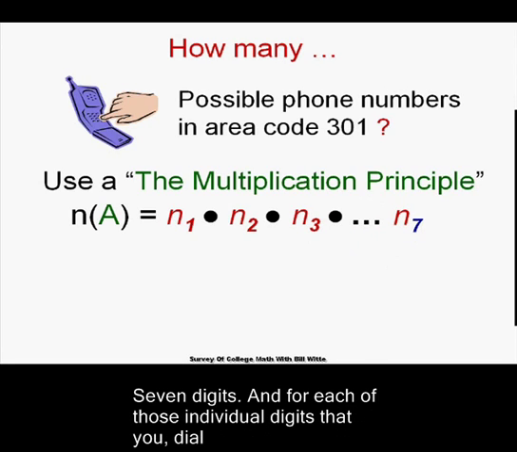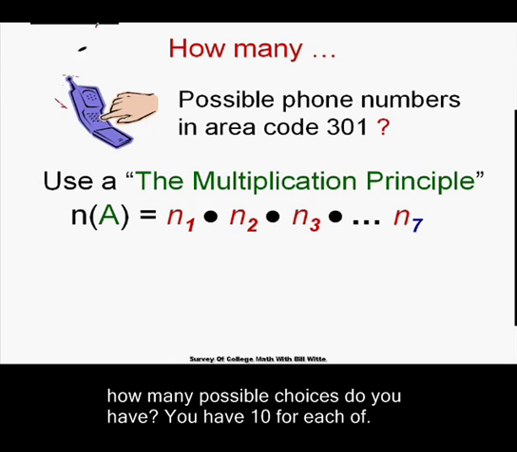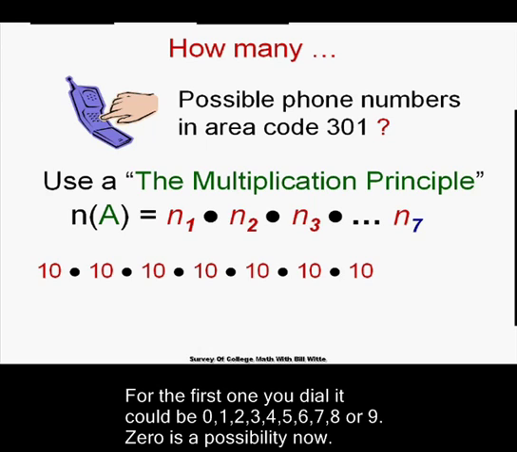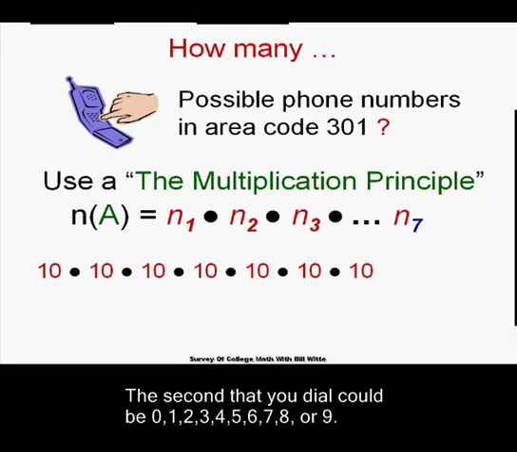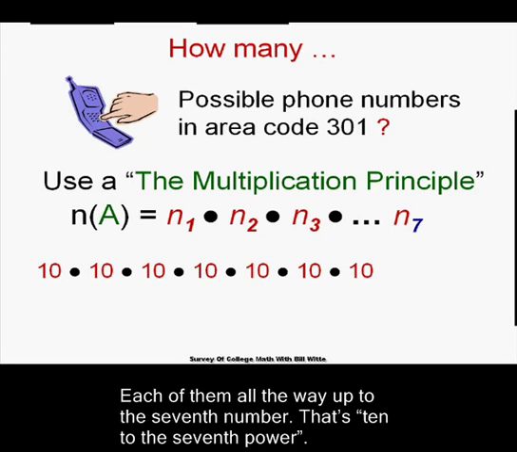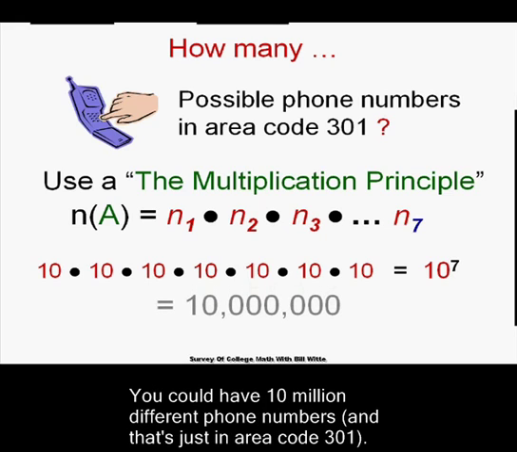7 numbers. And each of those individual numbers that you dial, how many possible choices do you have? You have 10 for each of them. For the first one you dial, you could have 0, 1, 2, 3, 4, 5, 6, 7, 8, or 9. 0 is a number now. For the second one you dial, could be 0, 1, 2, 3, 4, 5, 6, 7, 8, or 9. Each of them, all the way out to the 7th number. So each of them is 10. So we end up with 10 to the 7th power, which is 10 million. You could have 10 million different phone numbers, and that's just in area code 301.